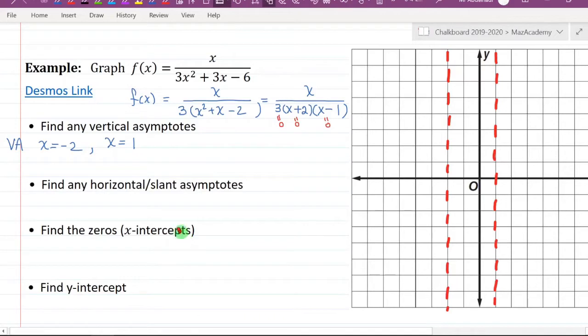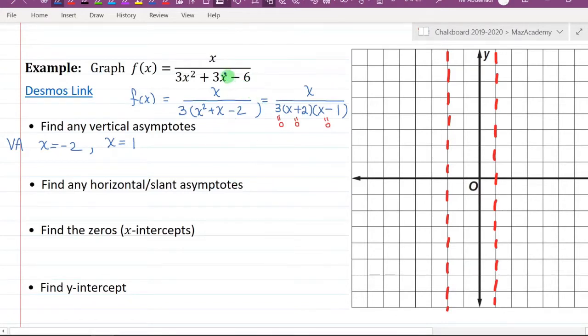Now, any horizontal asymptotes. If you remember horizontal asymptotes from yesterday, if you were top heavy, meaning the top function had a higher power than the bottom function, or the top polynomial was higher power than the bottom, then there were no horizontal asymptotes.